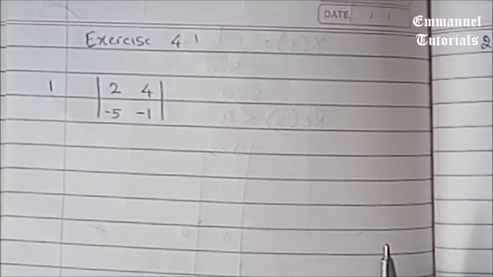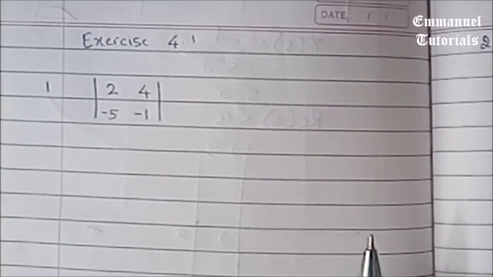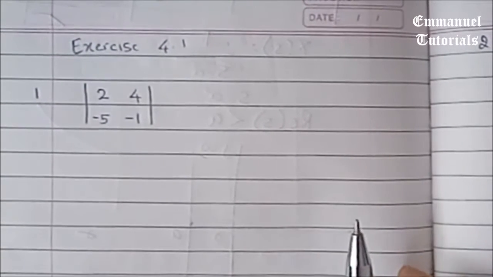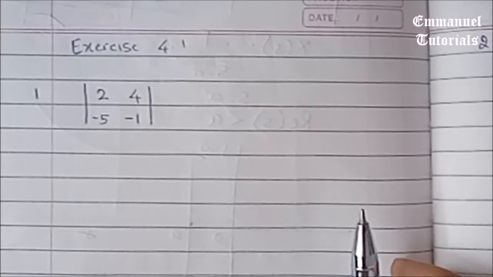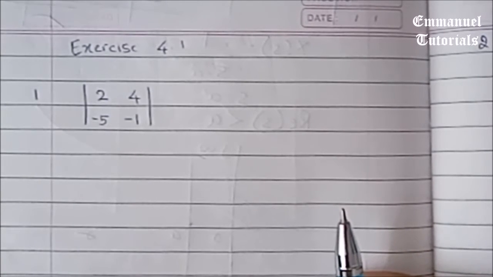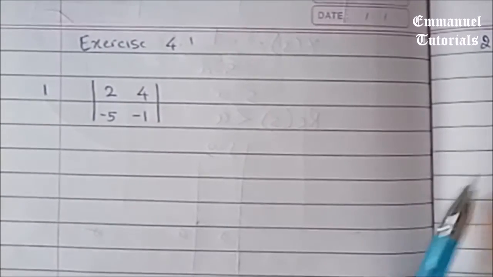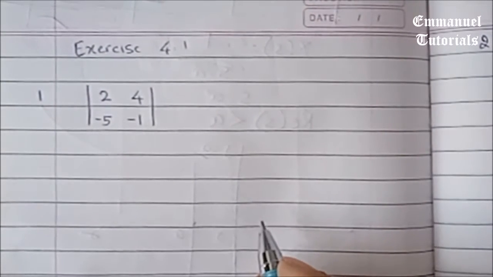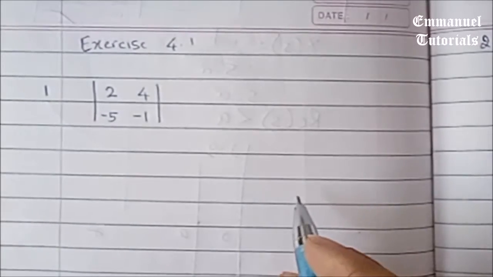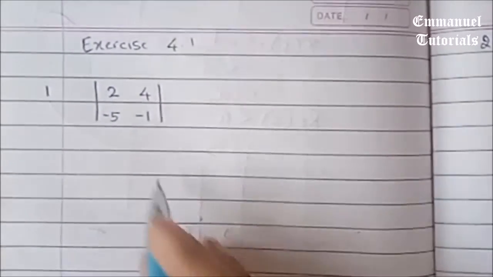Today we'll be seeing exercise 4.1 of the NCERT class 12 maths book, which is the chapter of determinants. Previously we have seen matrices also. If you have not seen that, you could see them. You could get them in the NCERT class 12 playlist in Emmanuel Tutorials. So let's start. You have to find out the determinant of this.